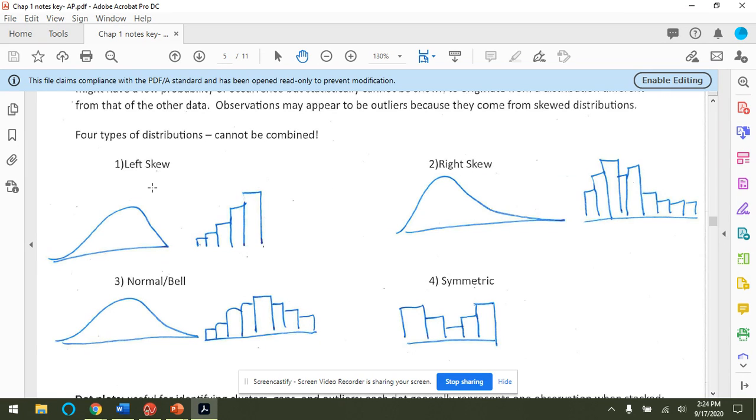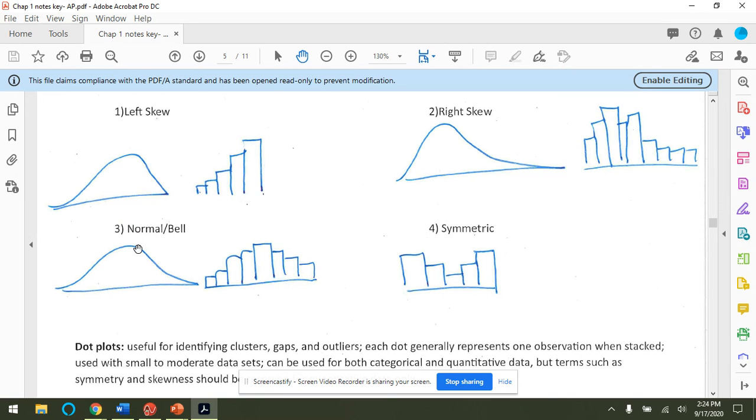Okay, skewness, I think of like ski-ness. If you're going skiing, right, a left ski would go skiing down the left-hand side of the mountain. A right ski would ski down the right-hand side of the mountain. So it's a right skew, a right ski.